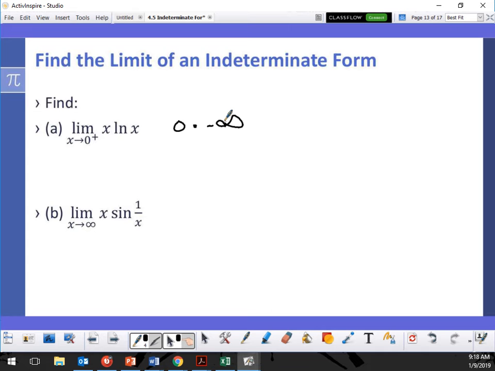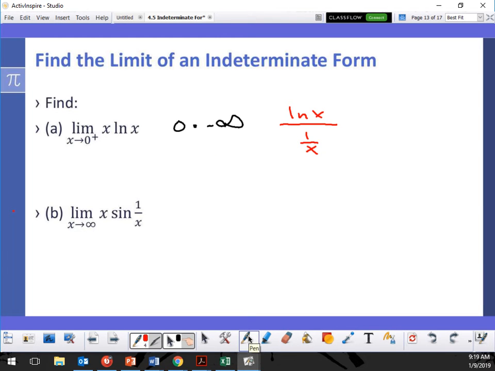So I could rewrite this as ln x over 1 over x. Because if I move this to the bottom, wouldn't it be ln x over x to the negative 1, right? And then I could rewrite x to the negative 1 as 1 over x, right? There's a reason for doing it like this. So now I rewrote it.